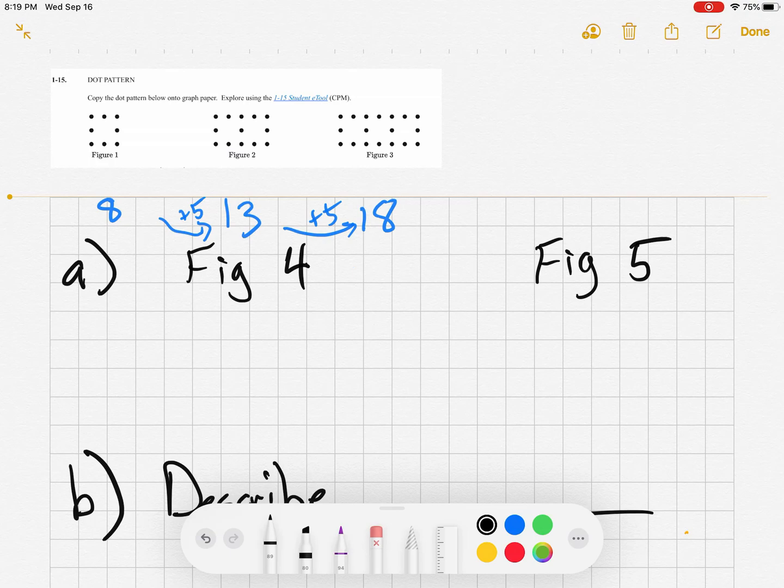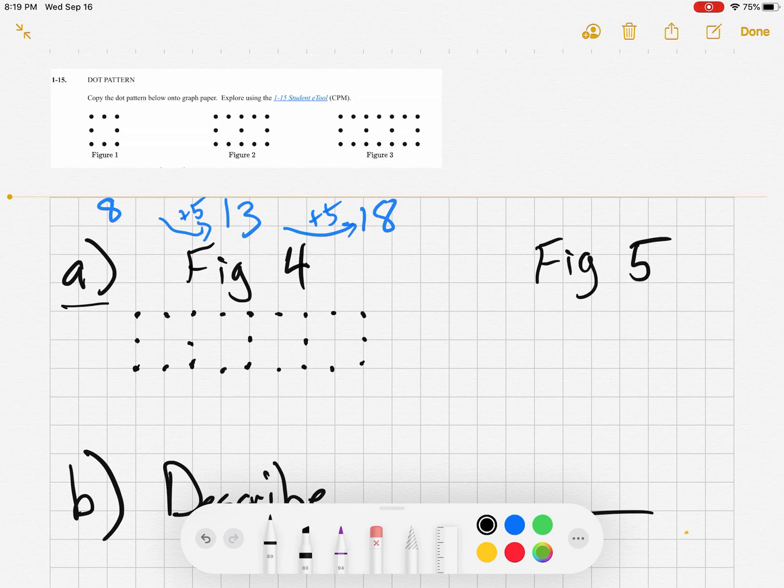For part A, we are asked to draw figure 4 and figure 5. Well, we know figure 4 has 4 boxes, right? So we could draw those 4 boxes. There's one box. We'll add the other box onto it. And the next box, this is box 3. And then this one will be box 4, right?